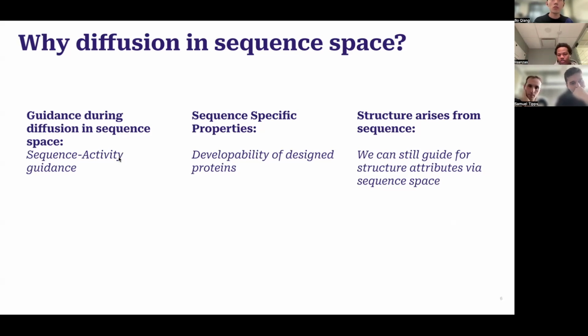Even more so, there are certain attributes of a protein that are specifically dependent on the sequence, not on the structure. Say you're trying to develop a drug: certain developability properties directly arise from the sequence composition of that drug, rather than the specific structural arrangements. So if we have our generative model within the sequence space, we can guide towards those developable or desirable attributes. Another important part is that structure actually arises from sequence, so we can still guide for specific structural attributes from sequence space alone. Next slide.